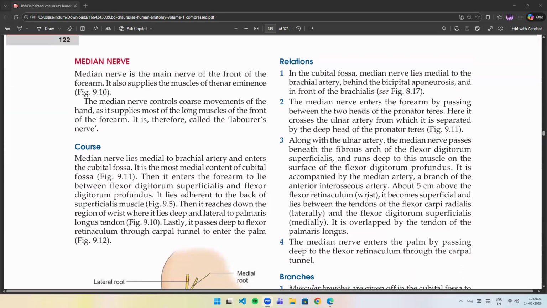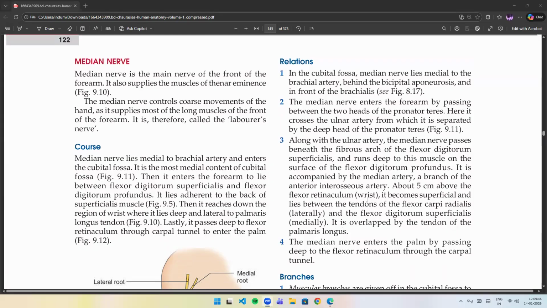Median nerve. Median nerve is the main nerve of the front of the forearm. It also supplies the muscles of thenar eminence, figure 9.10. The median nerve controls coarse movements of the hand as it supplies most of the long muscles of the front of the forearm. It is therefore called the laborer's nerve.